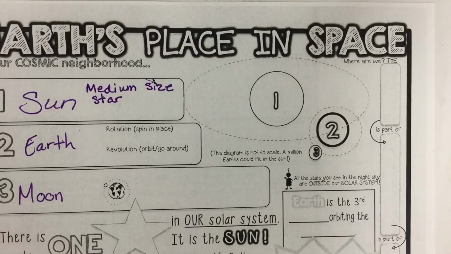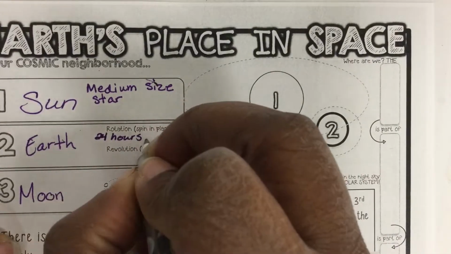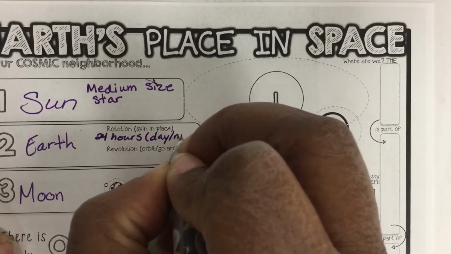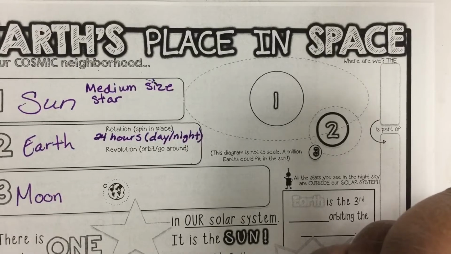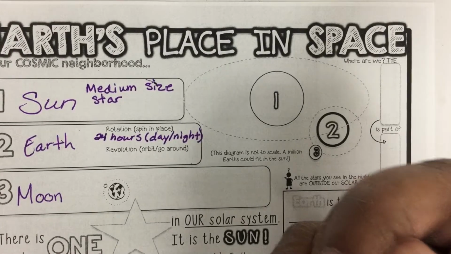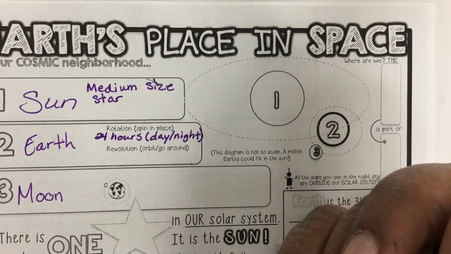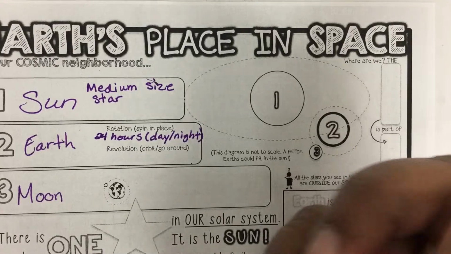Our Earth rotates, which means it spins in place, for 24 hours. This causes day and night. When it revolves, the Earth goes around its orbit, so it goes around our sun. This happens once a year and it causes seasons.